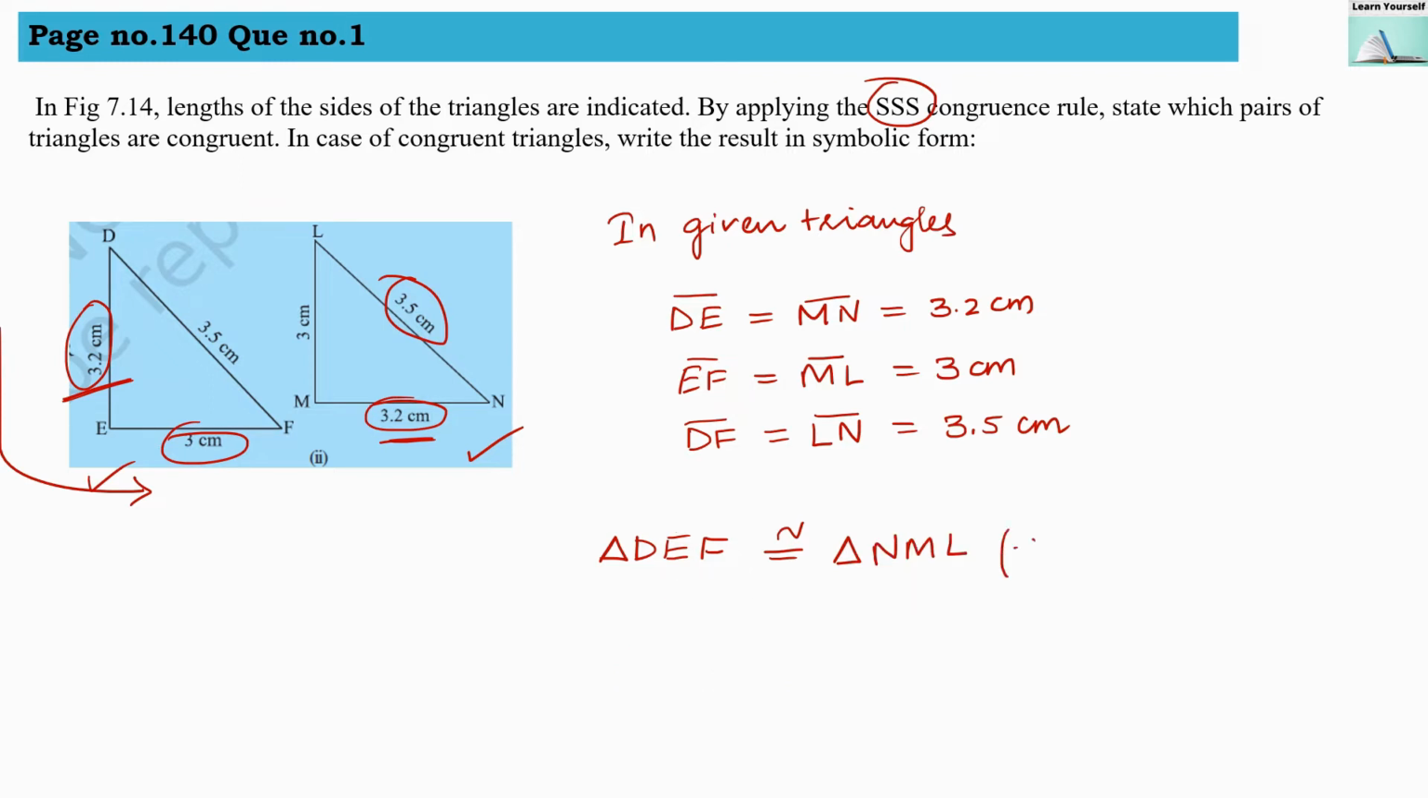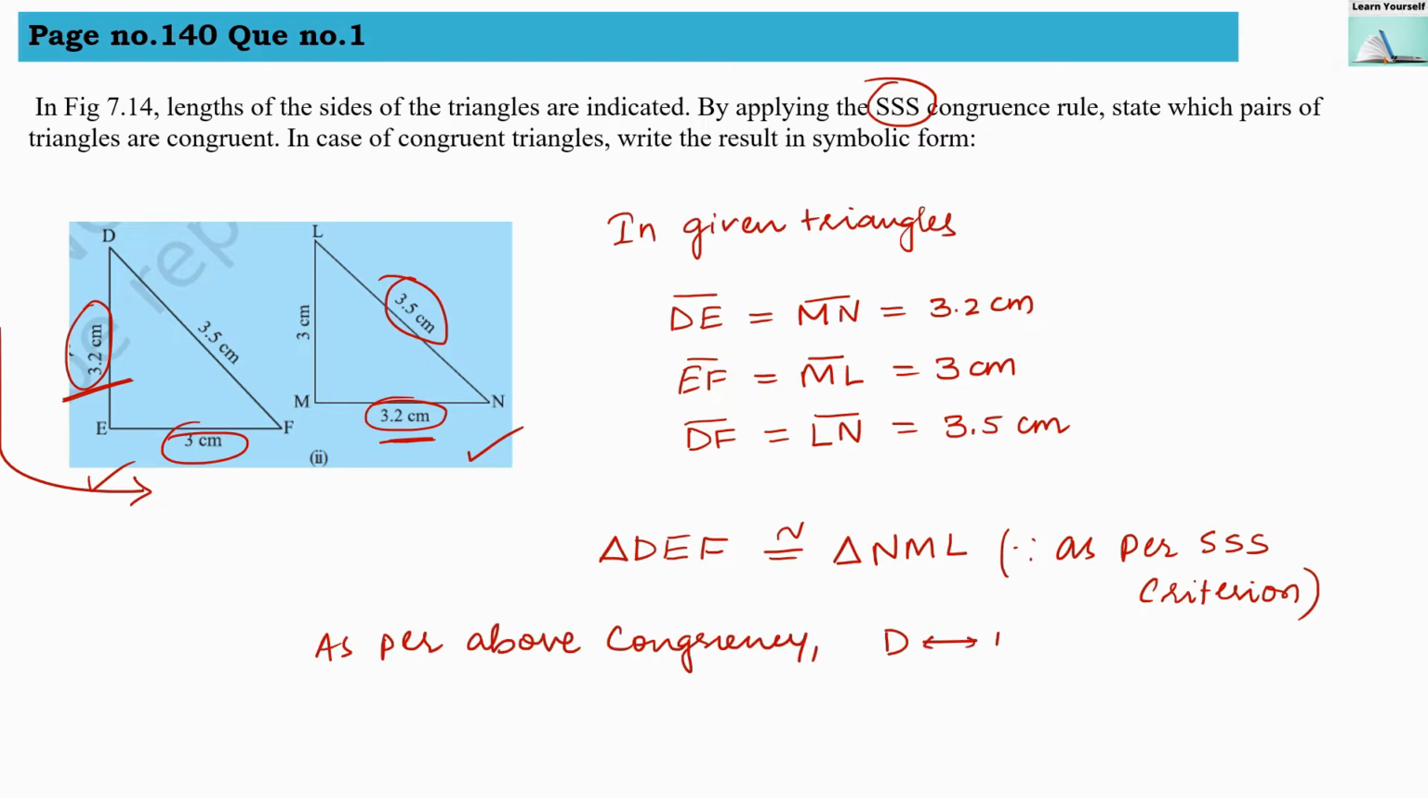Now here, the criteria we are following is SSS criteria. Here, we can also write D is congruent with N, E is congruent with M, and F is congruent with L.